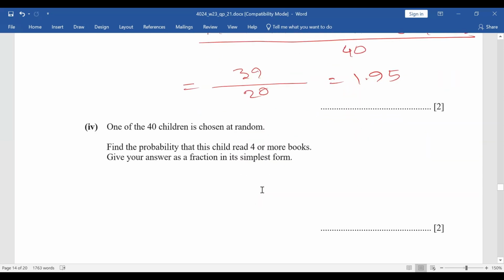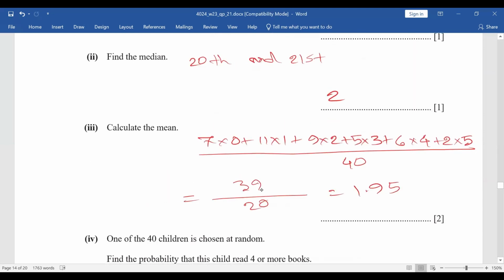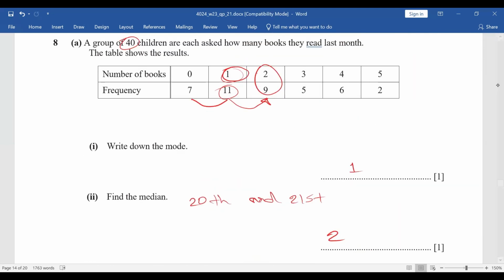One of the 40 children is chosen at random. Find the probability that this child read 4 or more books. Give your answer as a fraction in its simplest form. We know that there are 40 children, so the denominator will be 40, and we need the children who read 4 or more books.